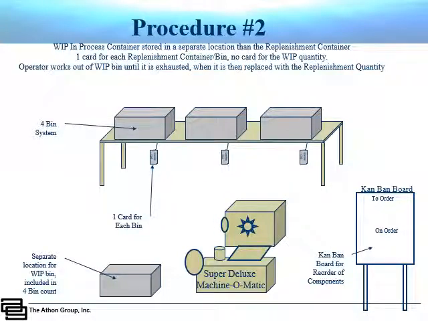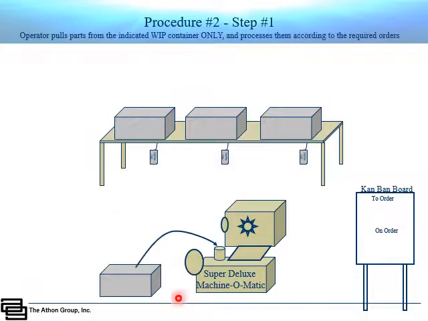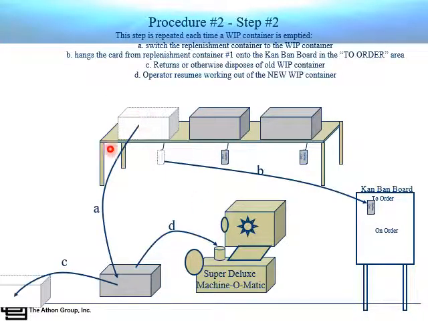Here's a second procedure, very similar to the first, but we actually take the bin, and instead of pulling out of the bin while it's on the shelf, we take the bin to our workplace. So in this case, they're working out of this box, this box, this box. When that box is consumed, we pull a box off the shelf, bring it, and start working out of that box. We take the card, we hang it on the Kanban card board, just as you saw a moment ago.